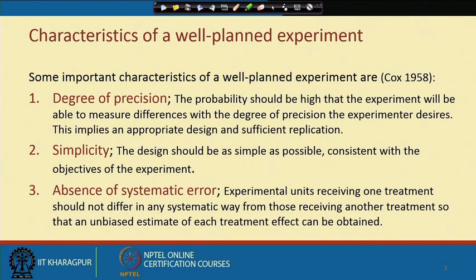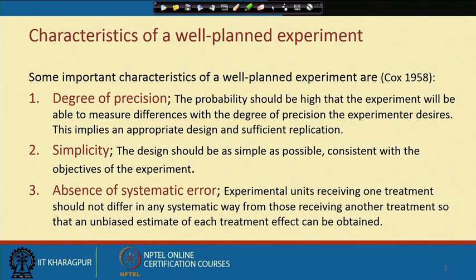As I told you in the first lecture, an experiment is a purposeful one. There are certain objectives to be satisfied. So, the experiment should be a very good one. By a good experiment, we mean there are certain criteria that must be satisfied, and some of the criteria can be understood qualitatively, some quantitatively. So, what are those criteria, and what is qualitative and what is quantitative?